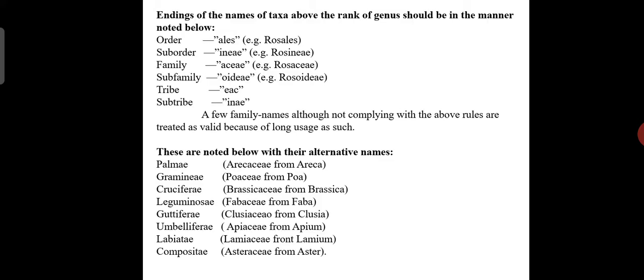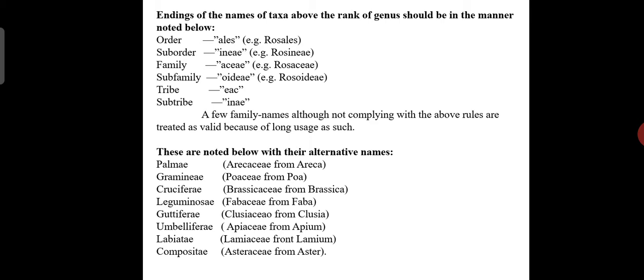Here we can see the endings of the names of taxa above the rank of a genus, which should be in the manner noted below. The order ends with -ales, for example Rosales. Suborder is -ineae, for example Rosineae. Family is -aceae, Rosaceae. Subfamily is -oideae, that is Rosoideae. Tribe is -eae.